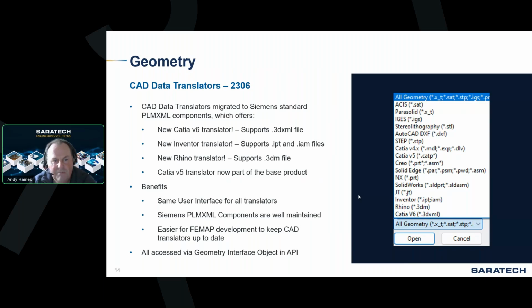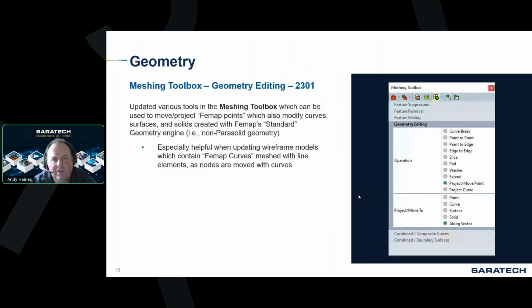Again, it's just trying to make it easier for Femap development, because these components are very well maintained, and it's just an easier way for Femap to keep the CAD geometry up to date. And if you were accessing geometry through the API at all, it's now all done through the geometry interface object.